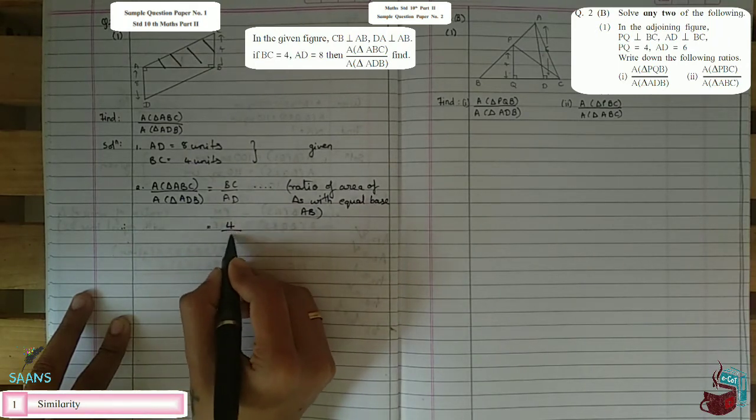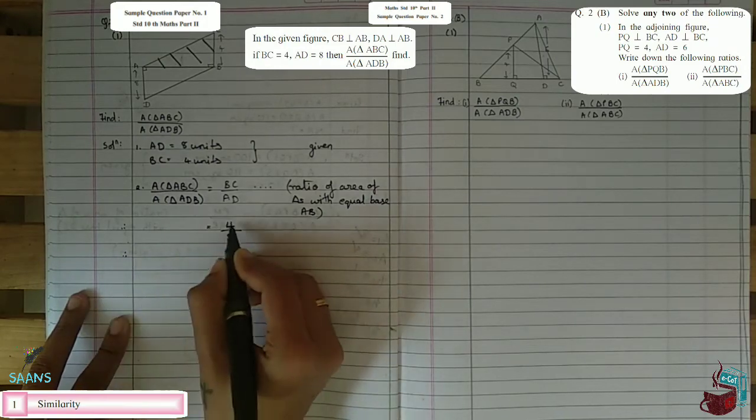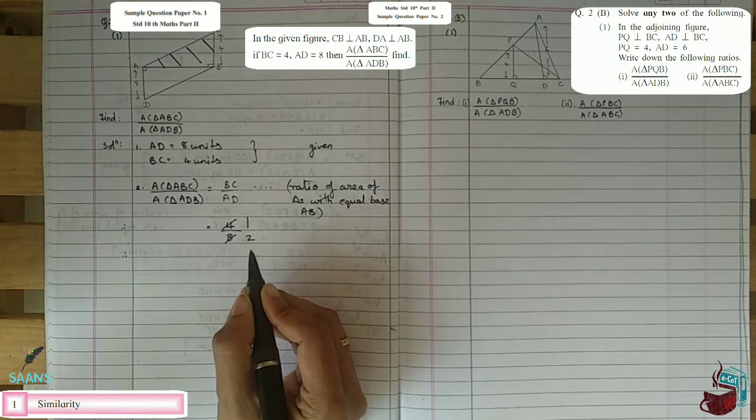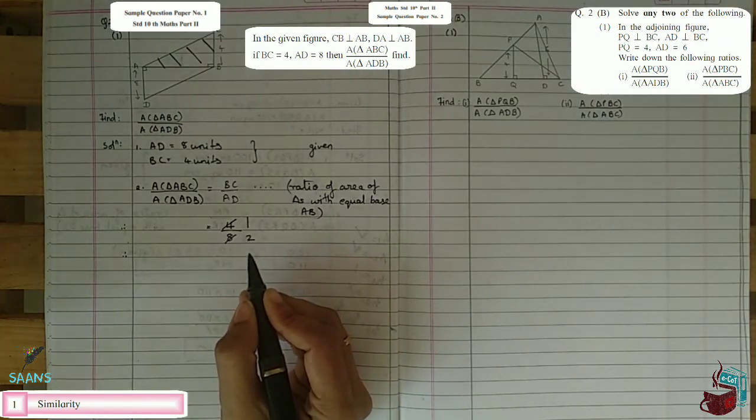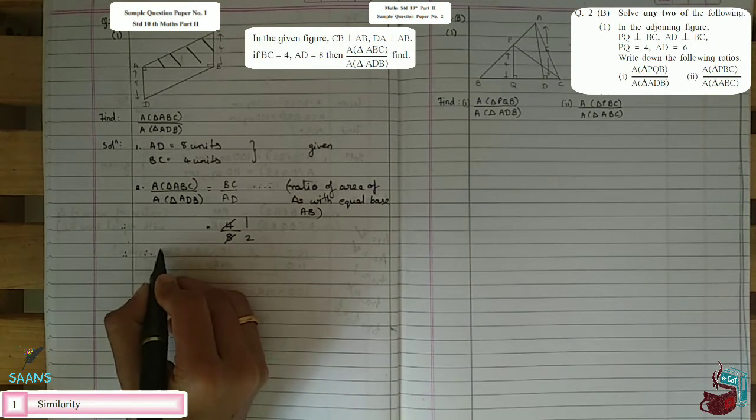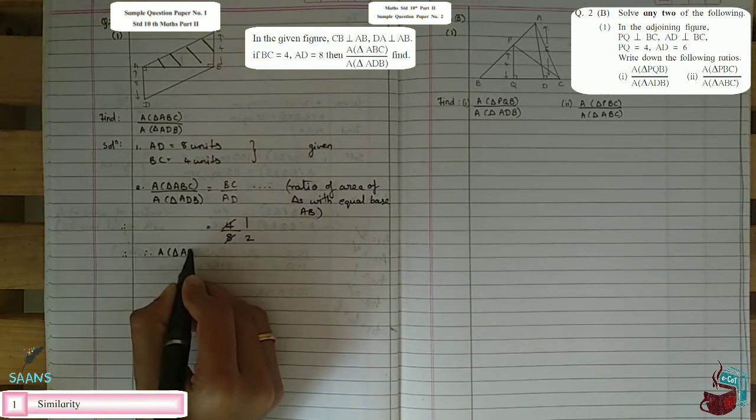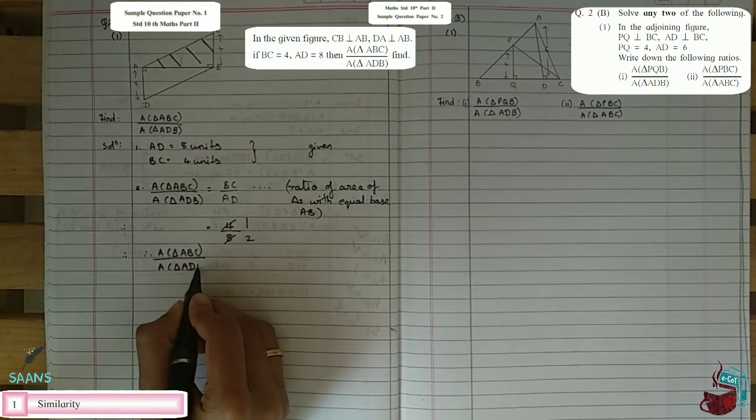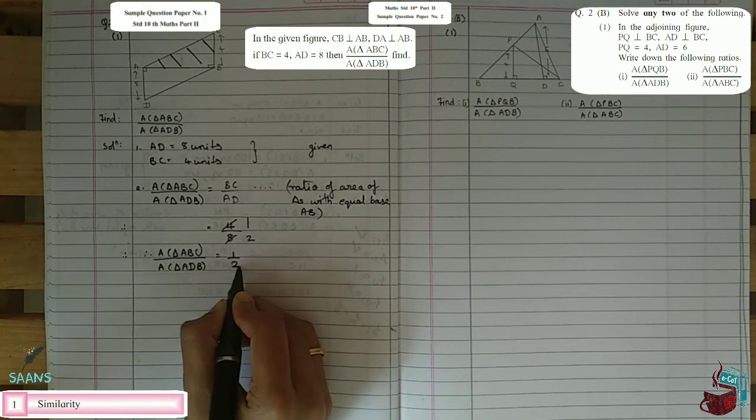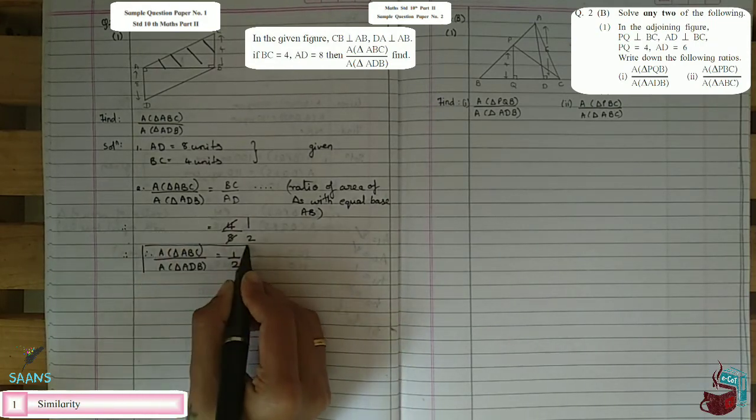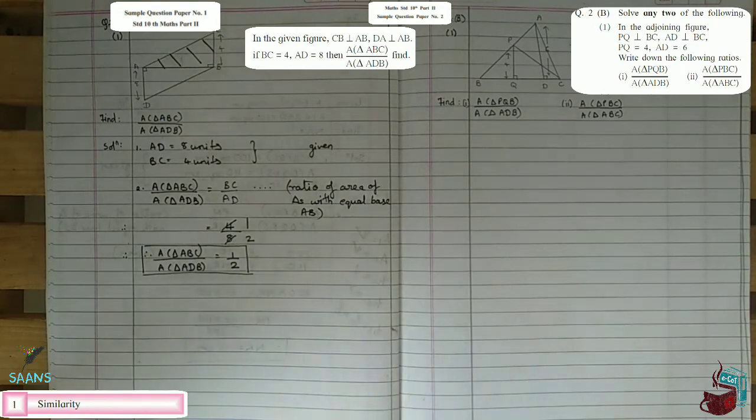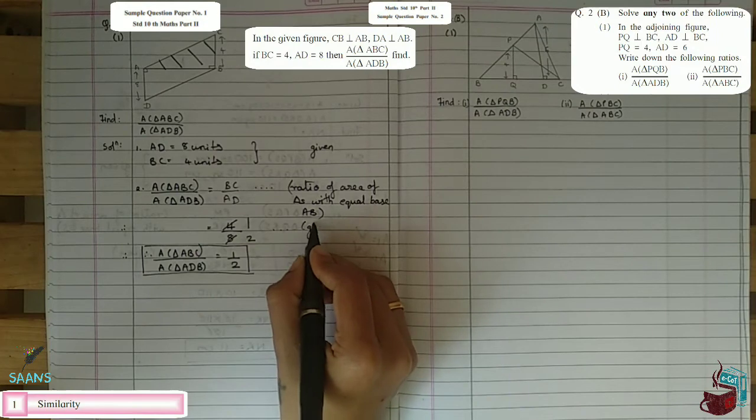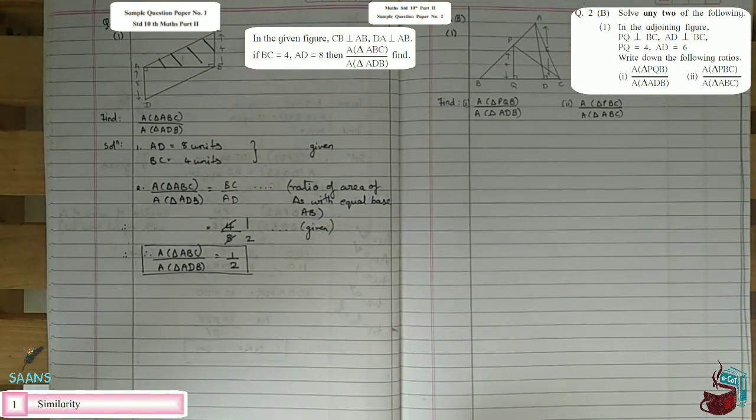BC is 4, AD is 8. 2 4s are 4, 2 2s are 4. So that is 1 upon 2. Therefore, area of triangle ABC upon area of triangle ADB is equal to 1 upon 2. Okay, so this is it. It's already done, just for 2 marks. Okay, let's see the next one.